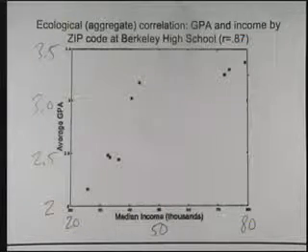So along here is the median income. Here is the average GPA, and the correlation is quite strong. 0.87, if you don't have a lot of experience with correlation, is quite strong in the world of doing social science, okay?